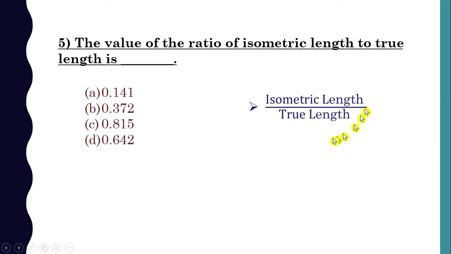So the isometric length to true length ratio is always 0.815. So option C is correct.